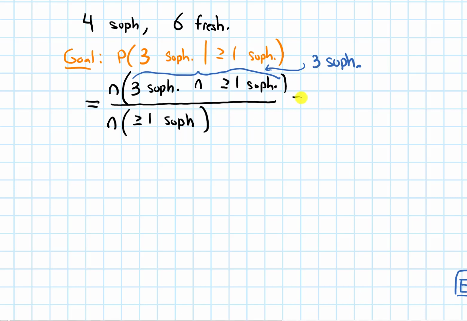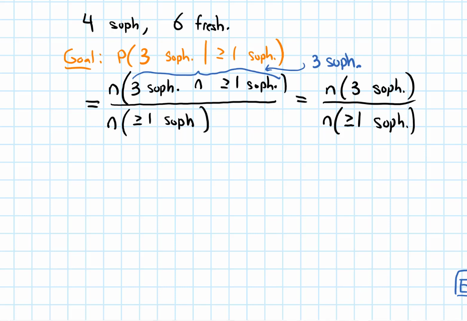Okay, so this equals the number of ways to have 3 sophomores in the group on top, and on the bottom, the number of ways my group could have greater than or equal to 1 sophomore. So now let's think about the numerator first. We will find the number of ways we could have exactly 3 sophomores in our group, and then we'll come back to the denominator.